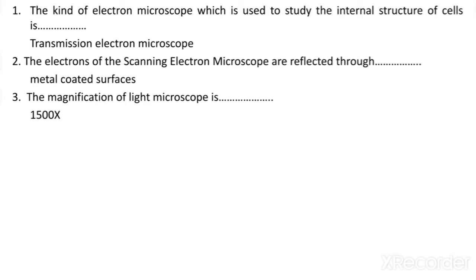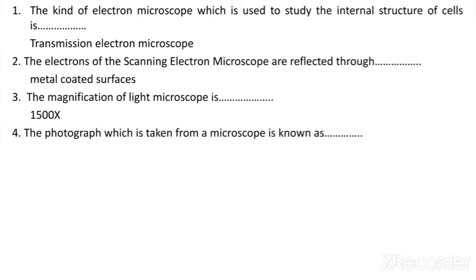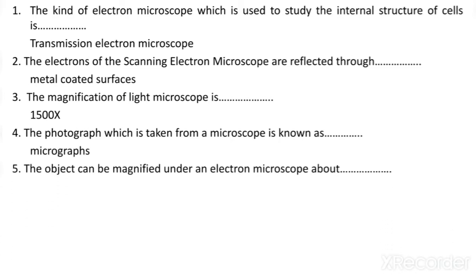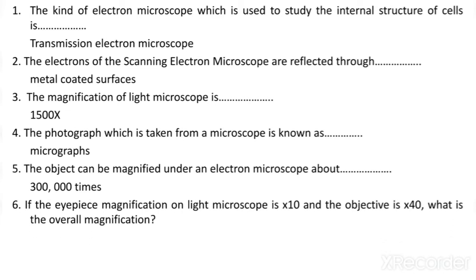It is 1500 times. The photograph which is taken from a microscope is known as what? It is known as a micrograph. An object can be magnified under an electron microscope about 3 lakh times. If the eyepiece magnification on a light microscope is 10x and the objective is 40x, then what is the overall magnification?